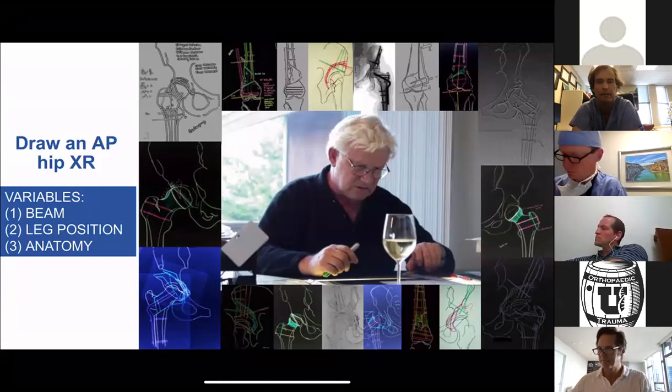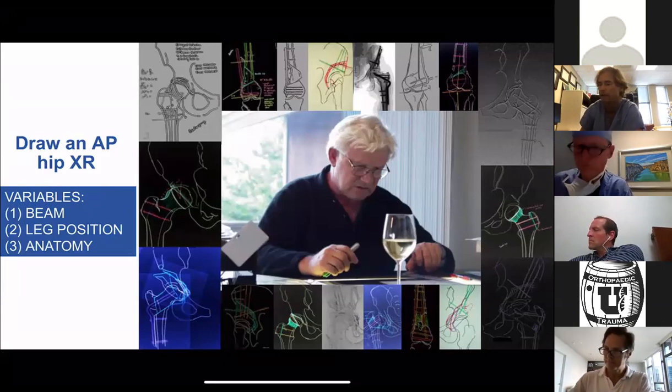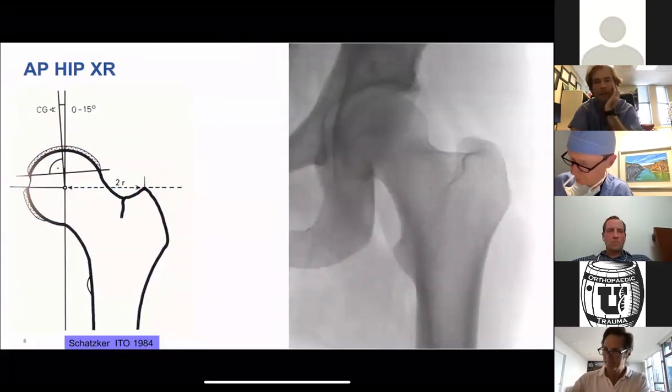All these things are things that artists think about that we don't think about very often, or at least most of us don't think about very often. All right, so you should have an AP hip x-ray drawn. So how much did it look like this?